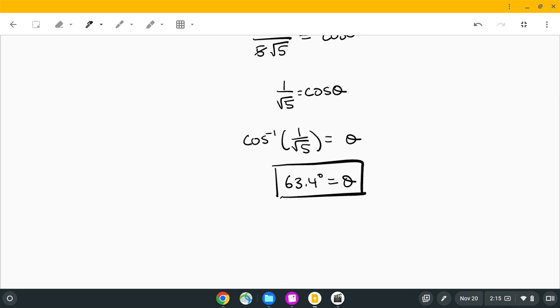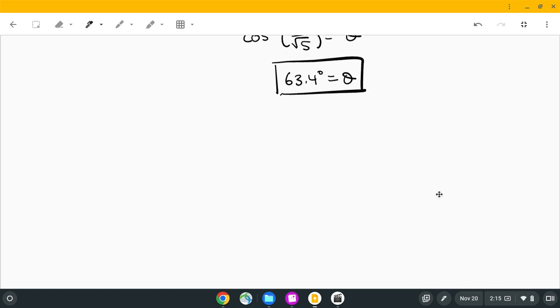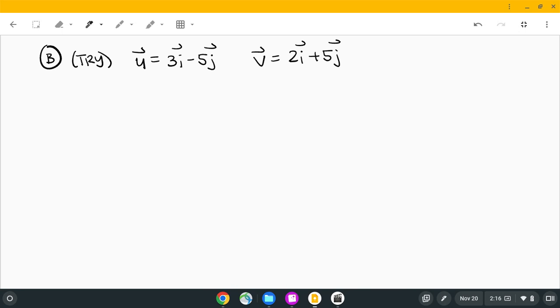Okay, try it with this one. It'll be in ij form, but it works the same. You can even convert your ij vectors into component form if you want to. Okay, so give this one a try. Suppose vector u is 3i minus 5j, and vector v is 2i plus 5j. Okay, go ahead and find the angle between them. So again, we are using u dot v over the magnitudes.